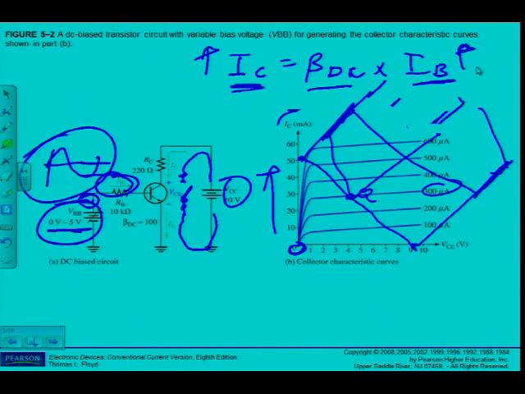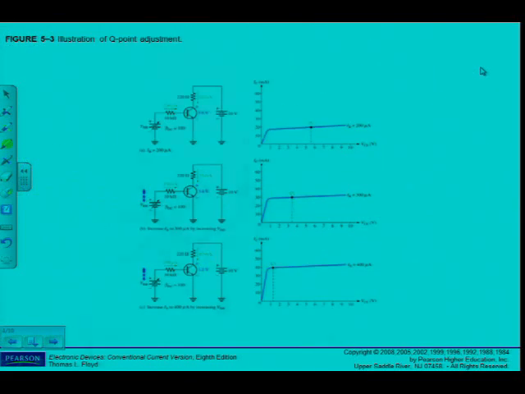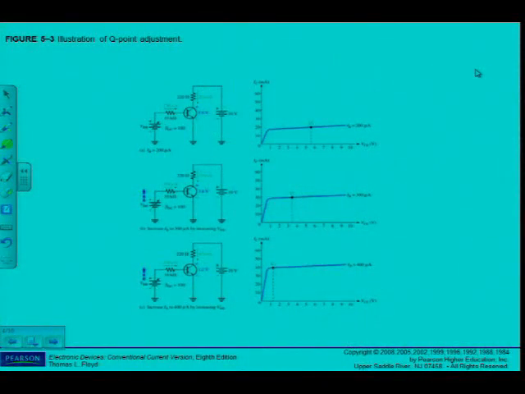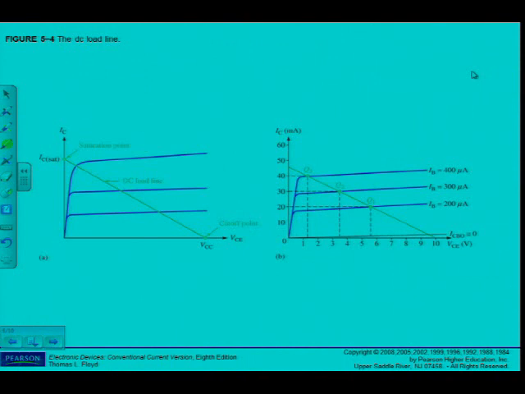Anyway, that is discussed in your textbooks as well, starting there on page 218 and 219, where they show all these. You can see here basically what they've done. They didn't draw the load line though. It's for separate adjustments. Illustration of the Q point adjustment. You can see how the Q point moves along the line.